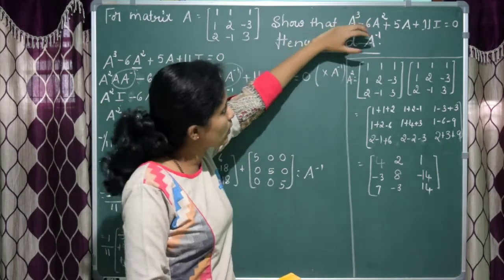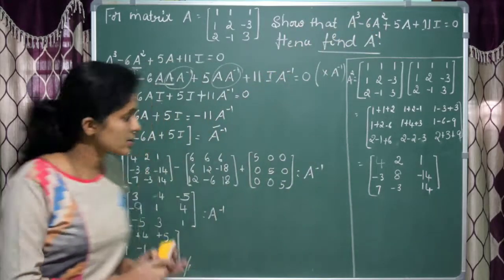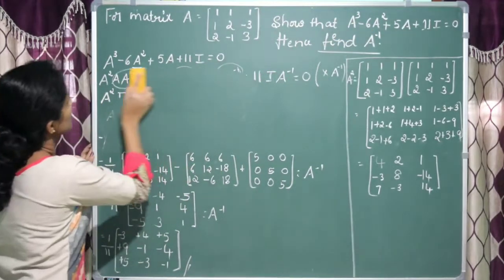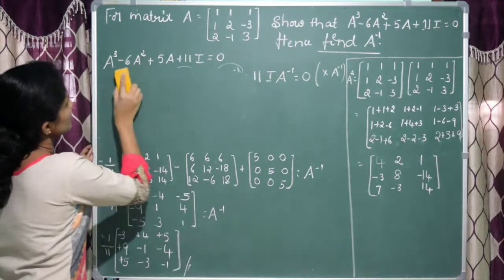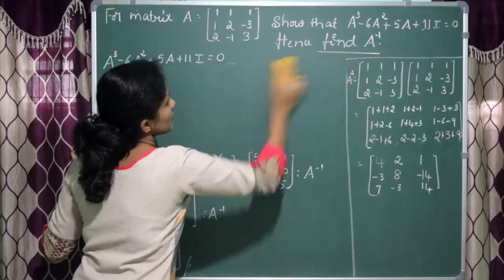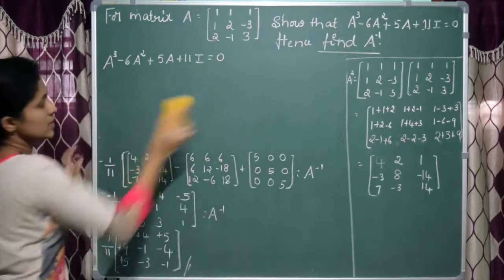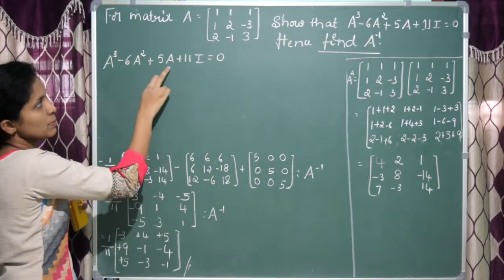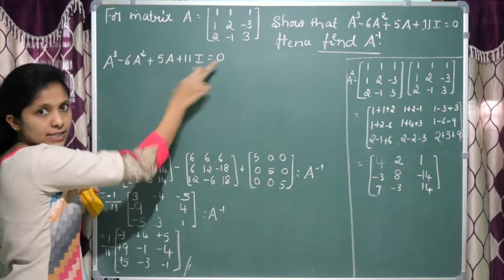Now I am going to explain only this one, finding the A inverse. I have already written the solution here, but let me explain this one. See here, I have considered the equation A cube minus 6A square plus 5A plus 11I is equal to 0.